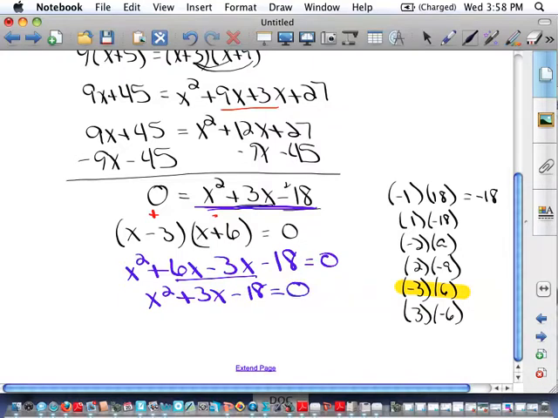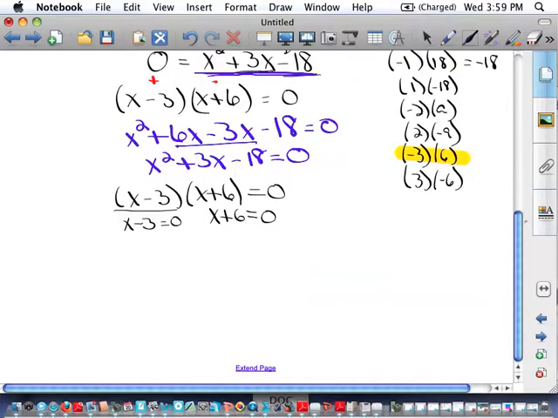So I've factored it correctly. That means I need to take those factors, x minus 3 and x plus 6 equals 0. So when x minus 3 is equal to 0, or when x plus 6 is equal to 0, I'll find the values of x that will make that true. So when x is equal to 3, when x is equal to negative 6.